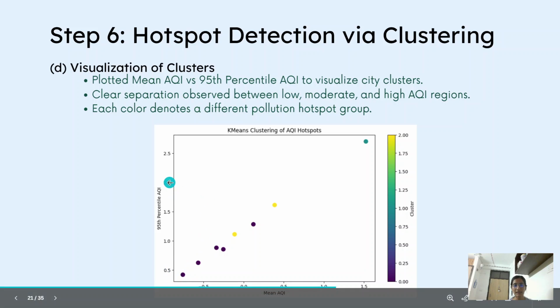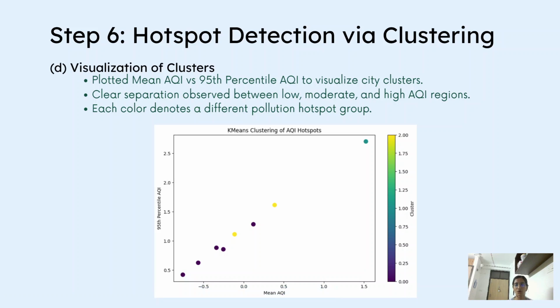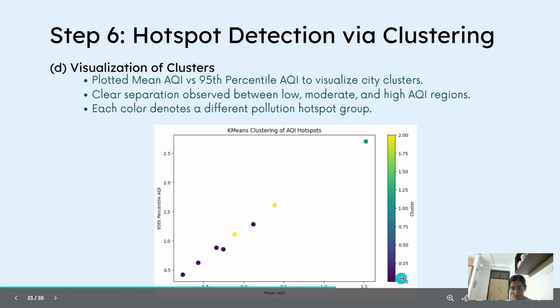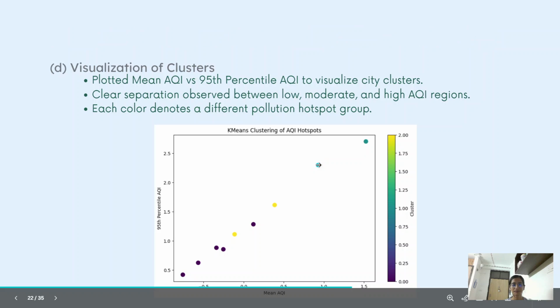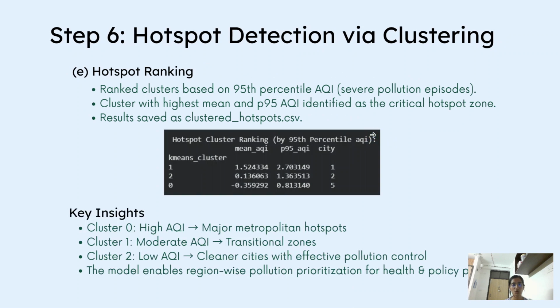Here you can see the clear separation observed between the low, moderate and high AQI ranges. Each color denotes a different pollution hotspot group. The purple color shows 0 and the 2 shows the 95th percentile of AQI. The color varies across all these data. Next is hotspot ranking. We rank clusters based on the 95th percentile of the AQI. Cluster 2, for instance, showed extreme pollution with greater than 250 AQI average.